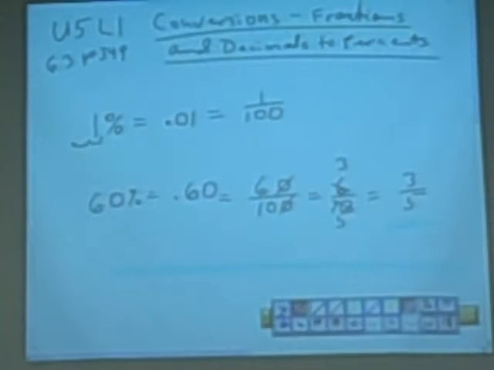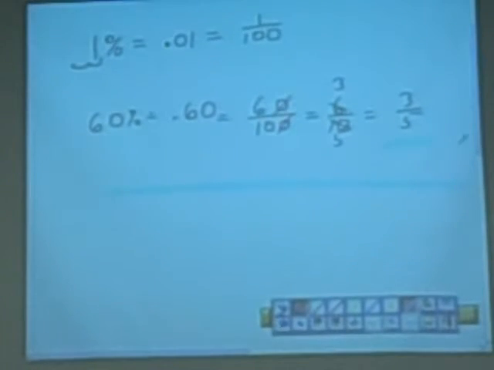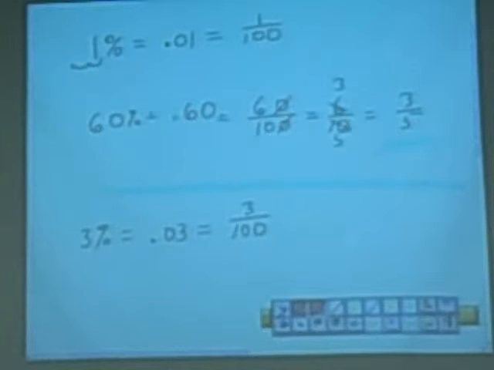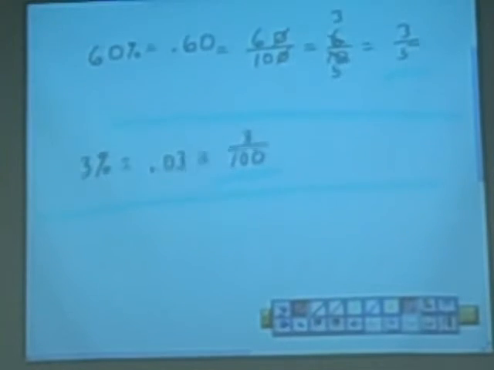All right. What if it was, say, 3%? Okay. Maybe 0.03? Yeah, that's right. If we had 3%, that would be 0.03 or 3 over 100, right? And since there are no factors that are common between 3 and 100, right, then that would be your simplest. You couldn't reduce that anymore.